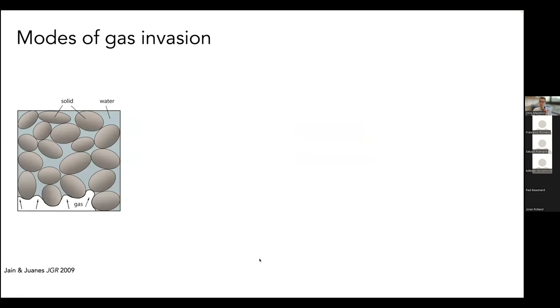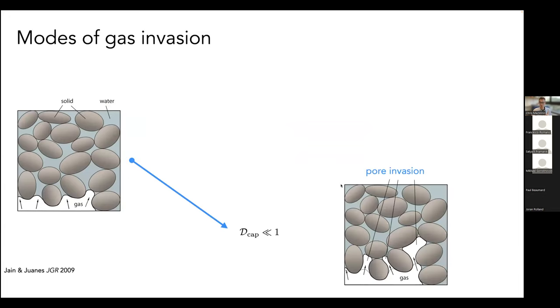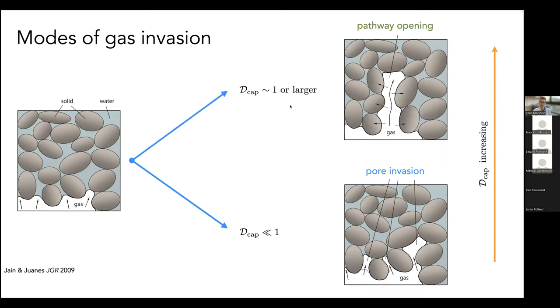We do understand a little bit about how these systems work. This is some fairly classical work at this point from Anton Jain and Ruben Juanes, where they looked at gas invasion into a granular material that's being confined by some confining stress. And they identified that one of two things can happen. If the capillary deformability is small, meaning the capillary pressure is small relative to the stiffness of the material, then you just get pore invasion, just like we saw in our experiments. And if the capillary deformability is not small, then the gas will push the grains out of the way and open a pathway, again, just like we saw in our experiments. So this makes a lot of sense.